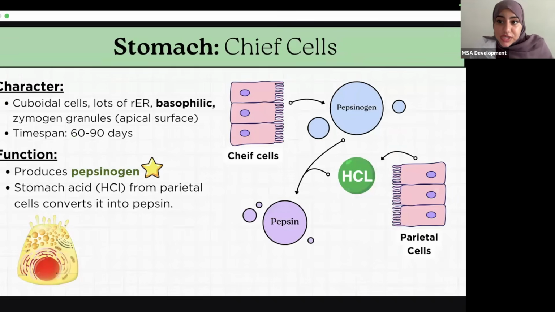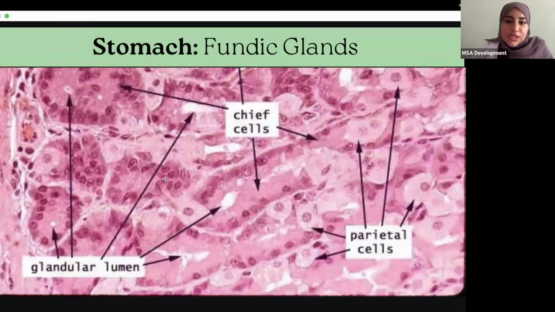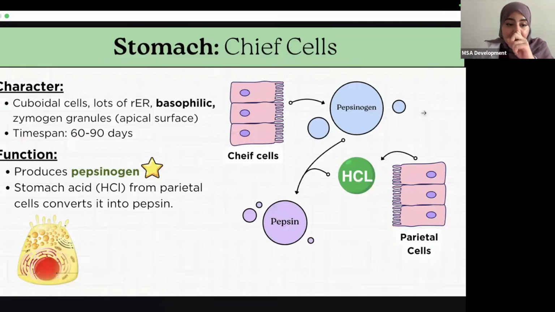Okay, now chief cells. Chief cells are pretty important. These are what chief cells look like. They're stained a little bit darker than parietal cells. Parietal cells are a lot lighter, but chief cells have rough endoplasmic reticulum. Why? Because they produce, what's it called? I'm assuming protein, but they produce zymogen granules of pepsinogen.